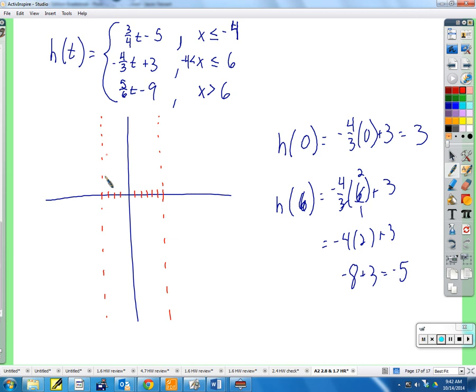So in between negative 4 and 6, right here, that would be this function. What's the graph of this function look like? What shape is it? It's a line. It's got a y-intercept of 3. It's got a slope of negative 4 thirds. 1, 2, 3, 4, 4, 3. So those.